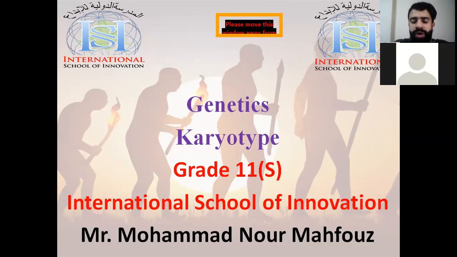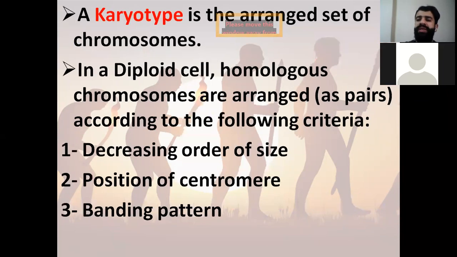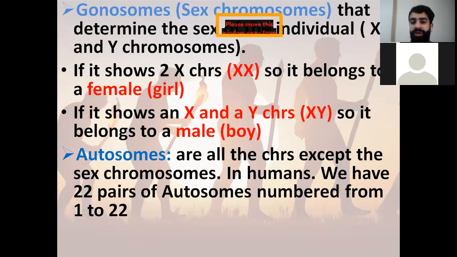In this video, we're going to continue with our chapter related to genetics. And in this session, we're going to start to study the karyotype. First of all, what is a karyotype? The karyotype is the arranged set of the chromosomes. It's a group of chromosomes. They are arranged. So the arranged set of chromosomes is called the karyotype.